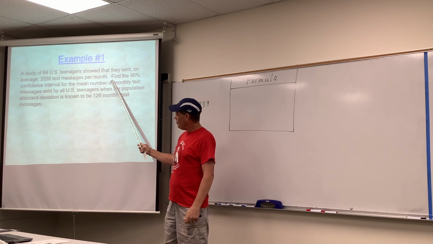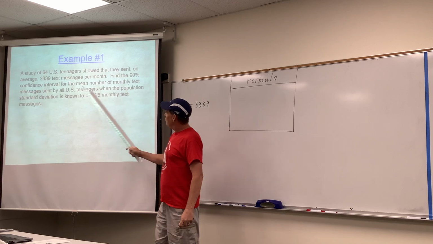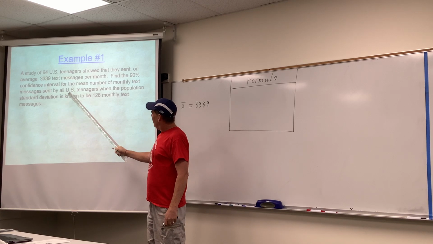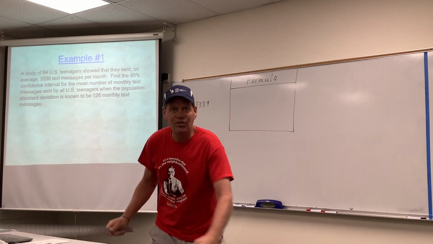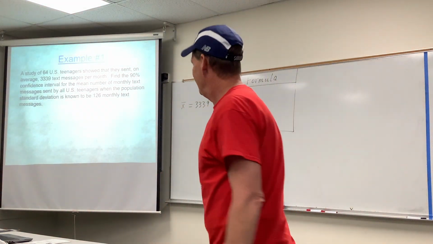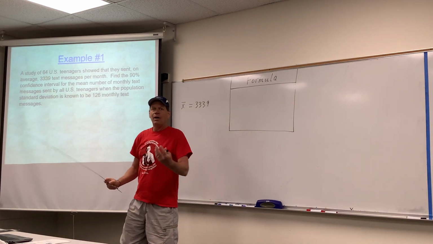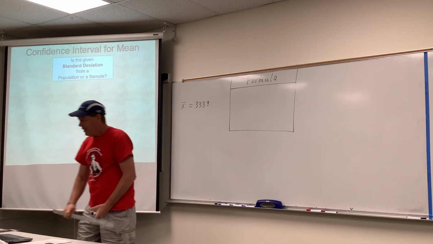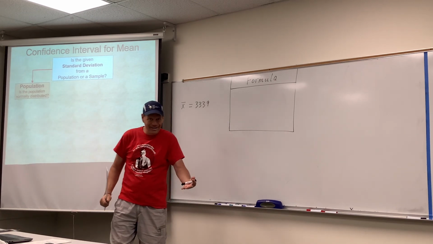All right. Again, the question is, where did the standard deviation come from, a population or a sample? Find the 90% confidence interval for the mean monthly text messages for U.S. teenagers when the population standard deviation is known to be 126. Look, we tried on that very first one to make it very obvious that this particular one, the standard deviation, was for a population.